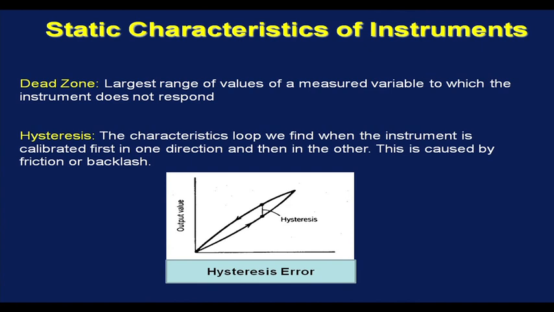The hysteresis is the characteristic loop we find when the instrument is calibrated first in one direction and then in the other direction. This is caused by friction or backlash.